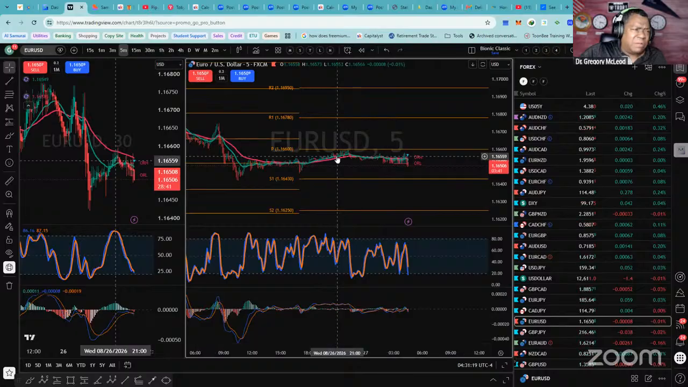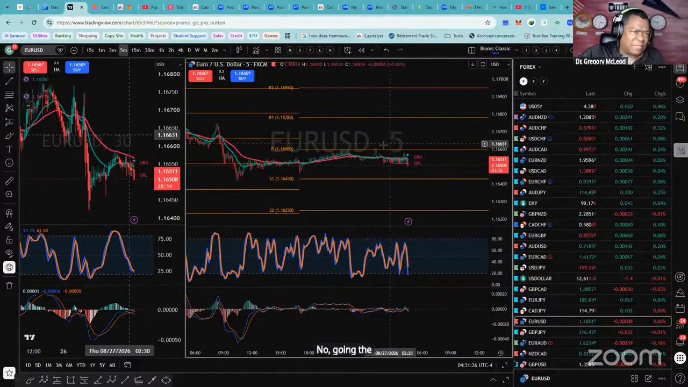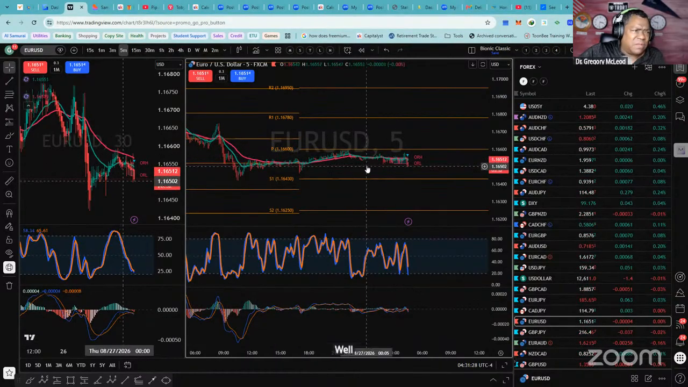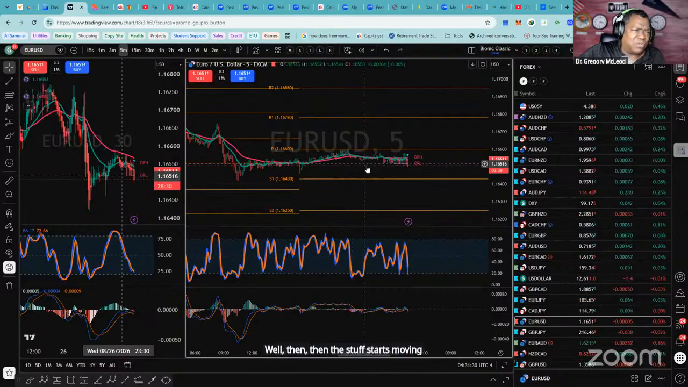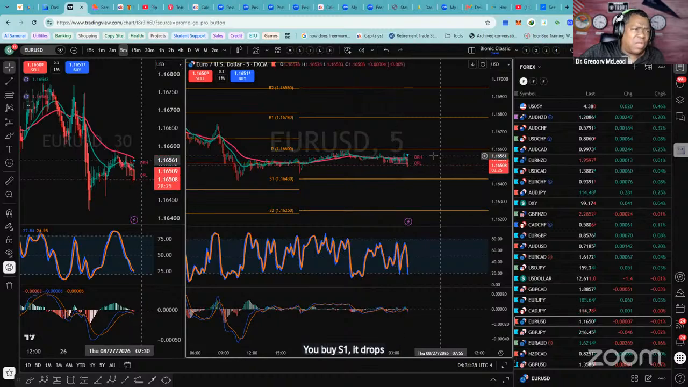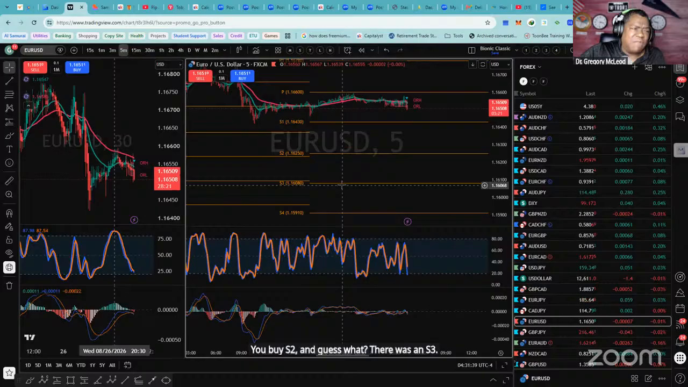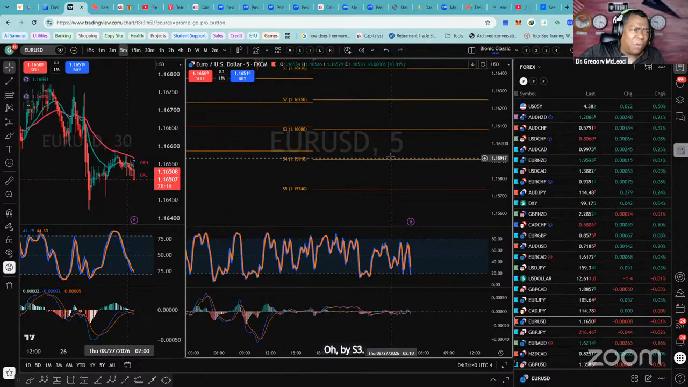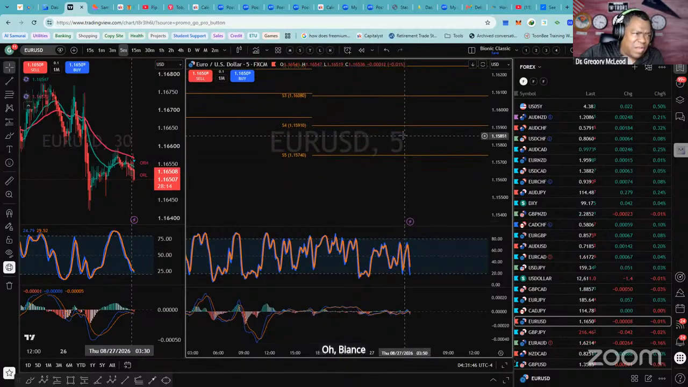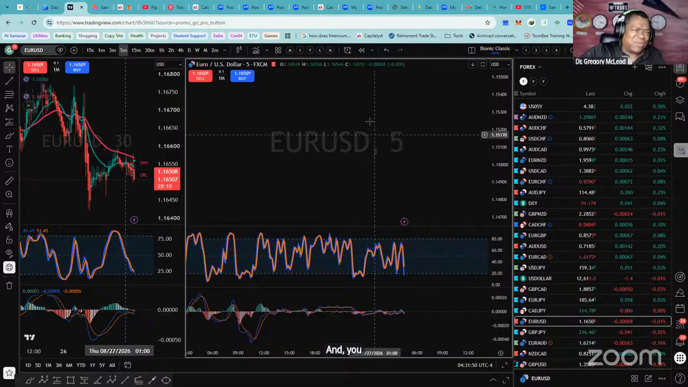Now, when volatility exploded, like in 2015, going to Brexit and all that, well, then the stuff starts moving 100 and 200 pips a day. You buy S1, it drops to S2. You buy S2, and guess what? There was an S3. Never knew there was an S3. Oh, buy S3. Oh, and then there was an S4. Oh, buy an S4. And it drops to S5 and S19. And it just got crazy.